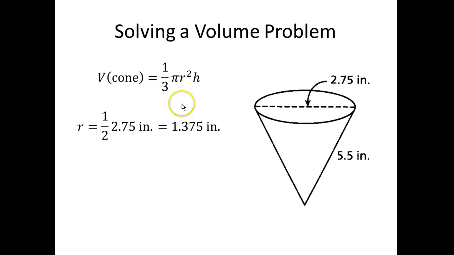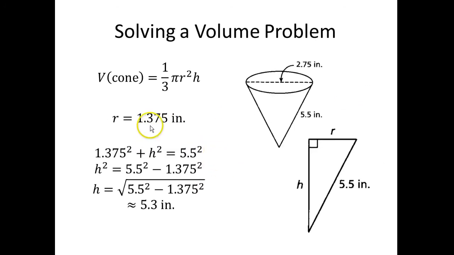Using the formula that we derived here, we know that the volume of a cone is equal to 1/3 times pi times the radius of the base of the cone squared times h. Notice they're not giving us the radius of the base directly. They give us the diameter, but I know that the radius is exactly half the diameter. So I take half of 2.75 inches and I get 1.375 inches. So the radius is 1.375 inches, but my formula for the volume of a cone calls for not only the radius but the height.